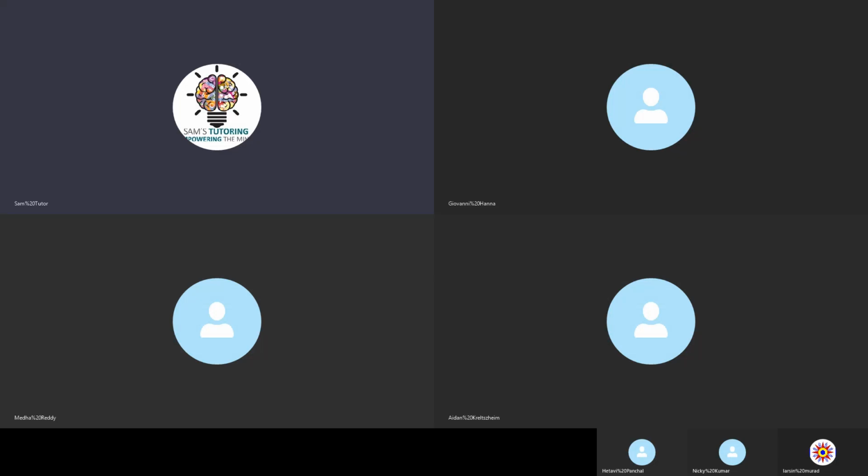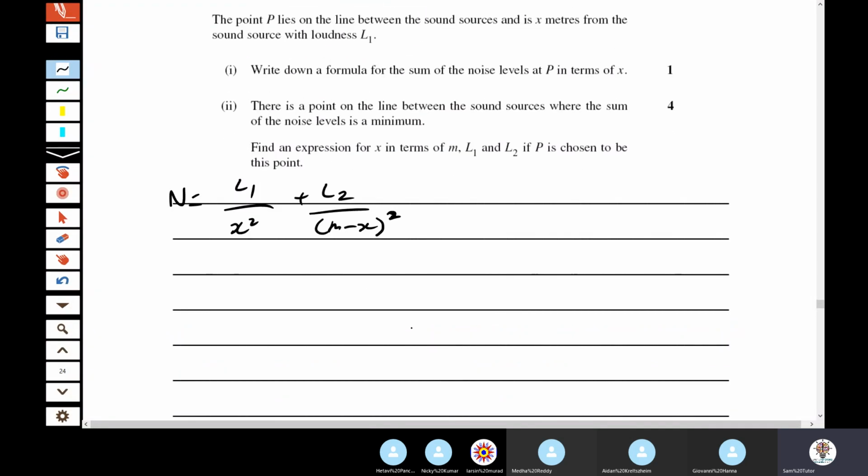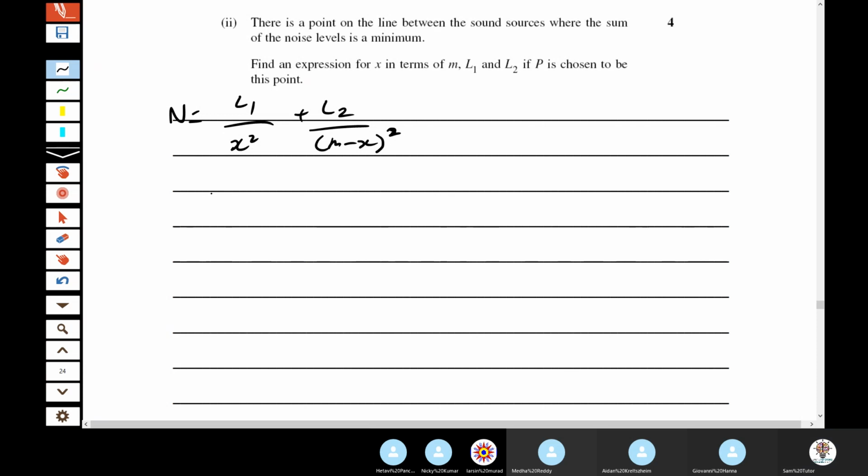We had it at n equals... be smart to connect this. There we go. With n equals L1 on x squared and L2 on m minus x squared. Then we realized we have to bring it up before we can differentiate. Then we said, let's start differentiating.